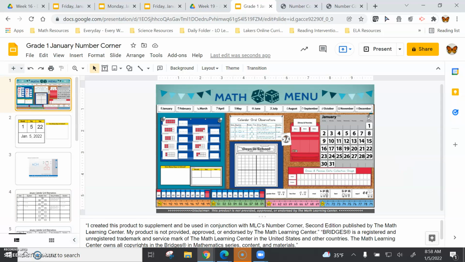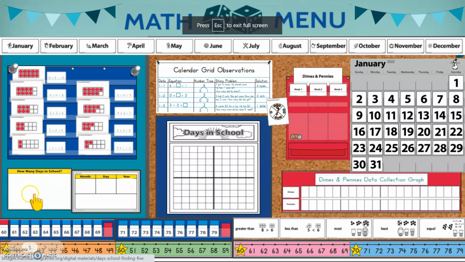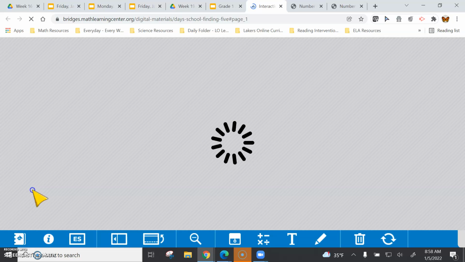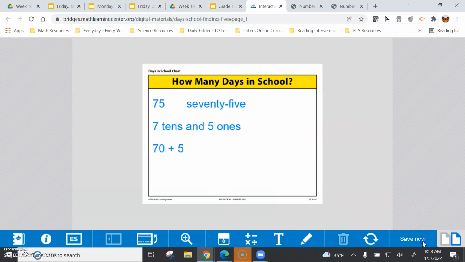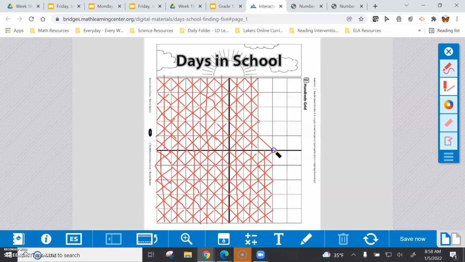As we continue to talk more and more about our number corner, let's now talk about the days in school. We love that. All right, let's begin. Yesterday, we had 75 days in school together. Incredible, incredible. Today, we're going to add another day. And I want you to see this. When we have half of this grid covered in, that's 50 days right there. 10, 20, 30, 40, 50.